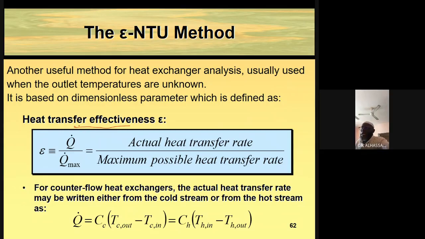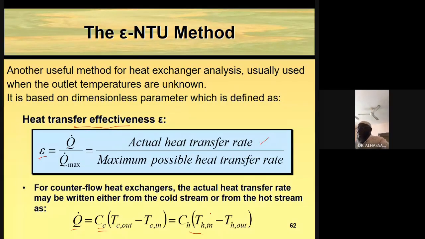So here it is the same thing: the effectiveness of the heat exchanger equals the actual heat transfer rate divided by the maximum possible amount of heat transfer. You understand me? This actual amount of heat transfer can be calculated from the cold fluid, that is, the amount of energy absorbed by the cold fluid, or the energy released by the hot fluid.